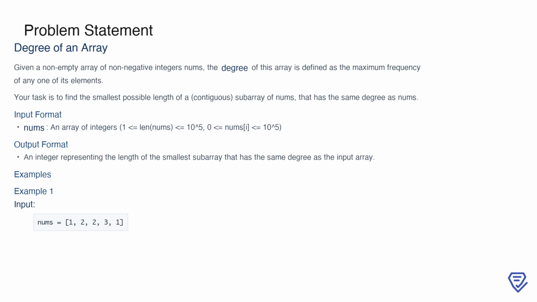The goal is to find the length of the smallest contiguous subarray that has the same degree as the entire array. The input is a list of integers, where the length of the array can go up to 100,000, and each element is also within the range of 0 to 100,000. The output will be a single integer, representing the length of this smallest subarray. Let's look at some examples to better understand the problem.